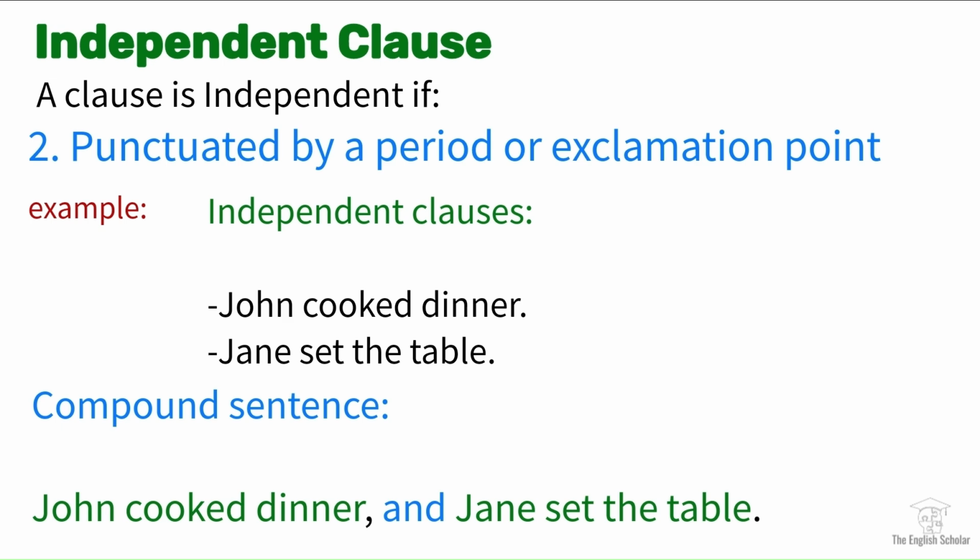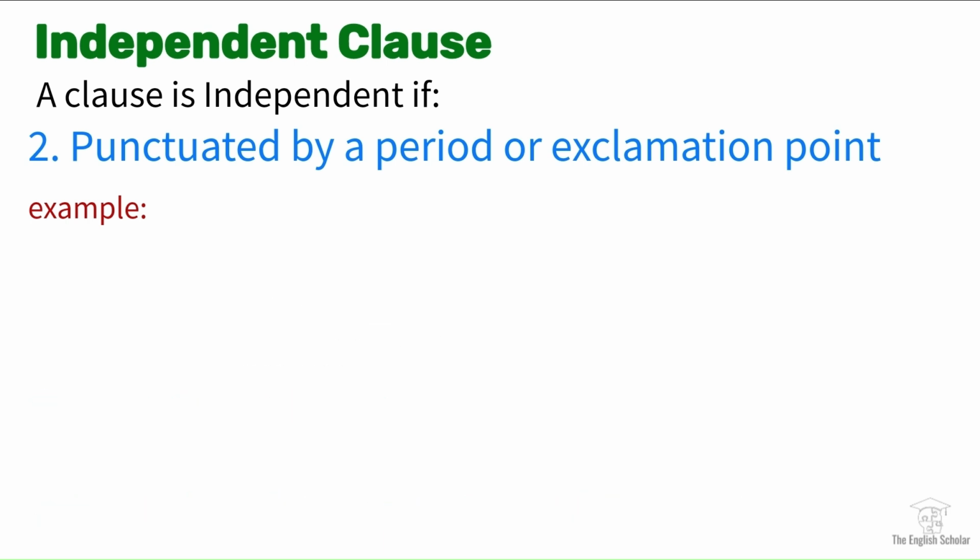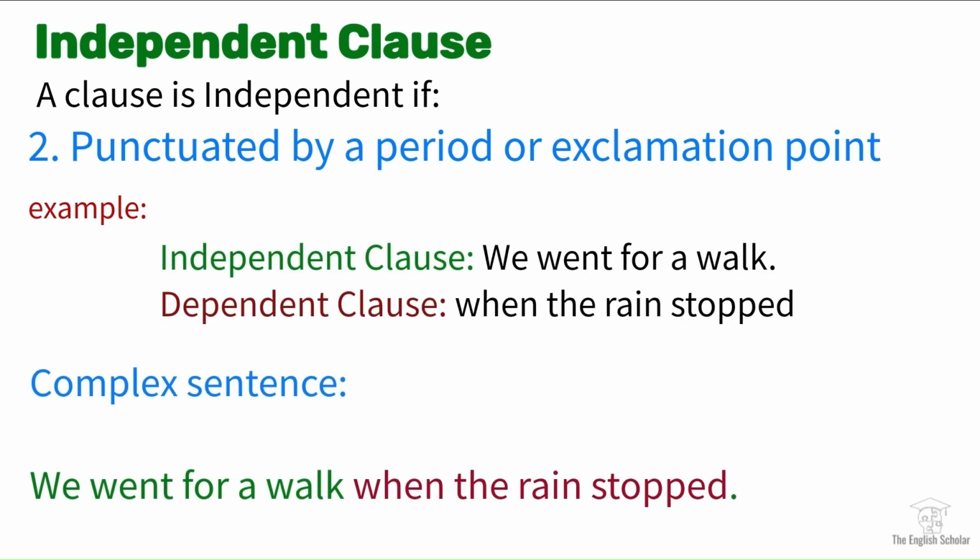Another example, John cooked dinner and Jane set the table. In this example, we also have two independent clauses joined by the coordinating conjunction and. Each independent clause has its own subject and predicate and can function as a separate sentence. John cooked dinner is one independent clause, and Jane set the table is the other. When combined with the coordinating conjunction and, they create a compound sentence.